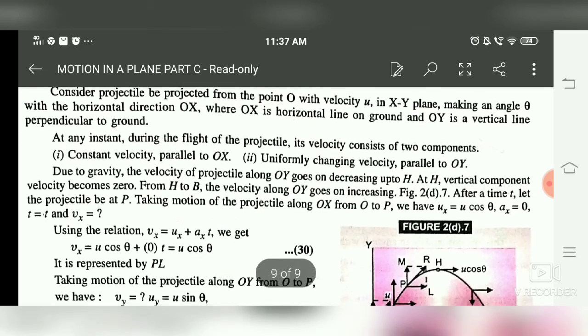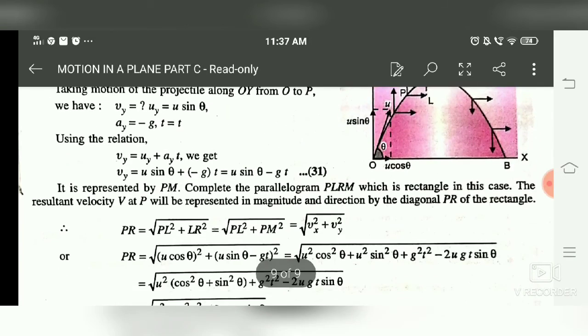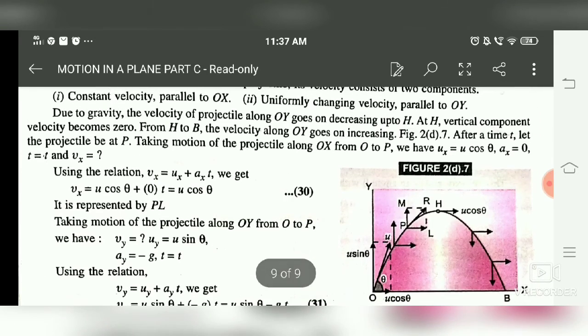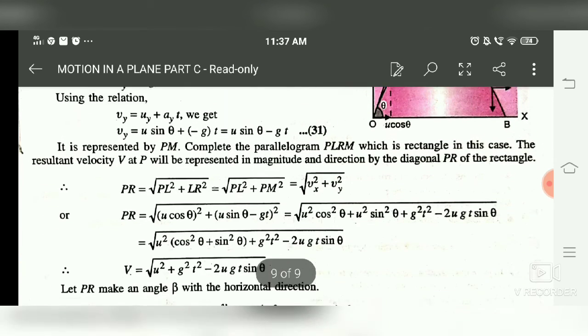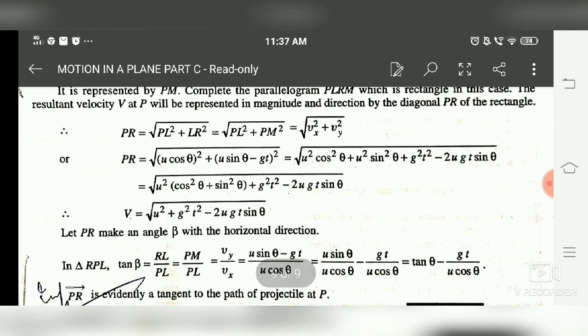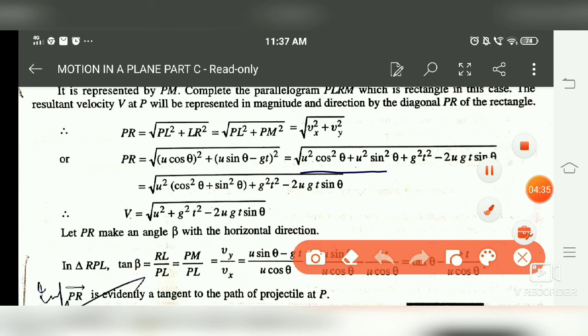Next, velocity at any time. Again we use the formula. We find Vx, that is u cos theta, Vy, that is equals to u sin theta minus gt. So by substituting the value again in the formula, Vx square plus Vy square, and solving this, here u square is common, cos square theta plus sin square theta, that is 1. So we get u square here, and the rest of the things as such.